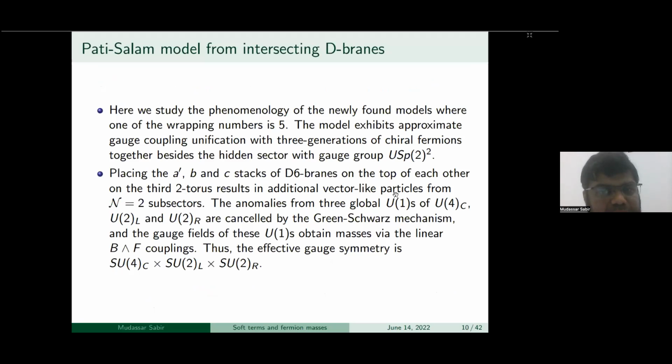Here we study the phenomenology of a newly found model. Before our work, several models were already constructed, but they were up to the wrapping number 3. But in 2019, our research group constructed a higher wrapping number model, having one wrapping number equal to 5. So we are going to discuss that model.